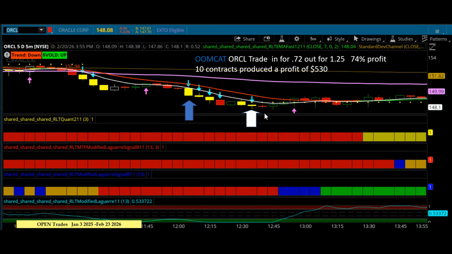So I took it here, and I got out right here as the candlesticks start to get small. Notice it's still bearish. I got in for $72 and out for $125 a contract.